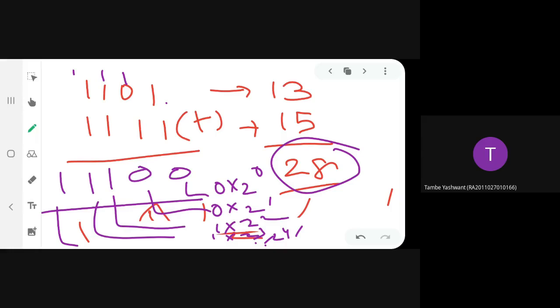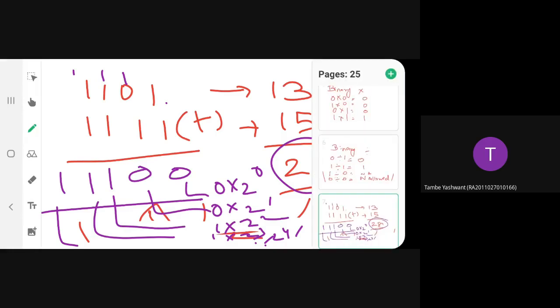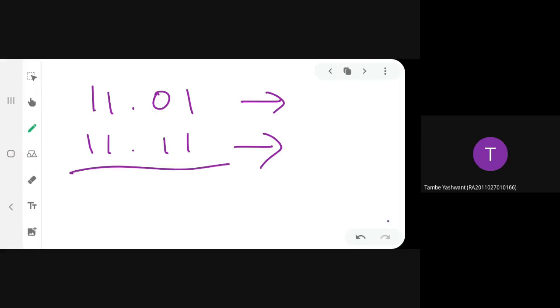Okay. So one more example I will give you. 11.01 and 11.11. First tell me the equivalent decimal number representation for these two. Again, we are going to discuss binary addition only of these two numbers. Problems like this will come in the exam. Convert these two numbers into decimal equivalent and tell me the answer.